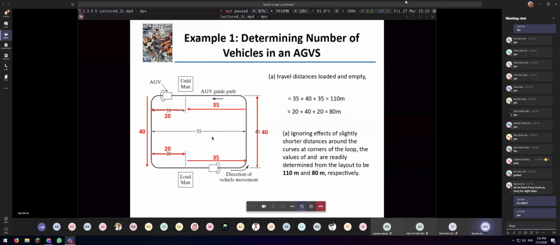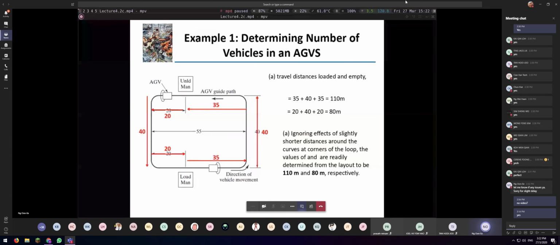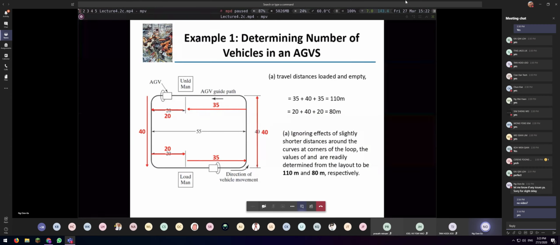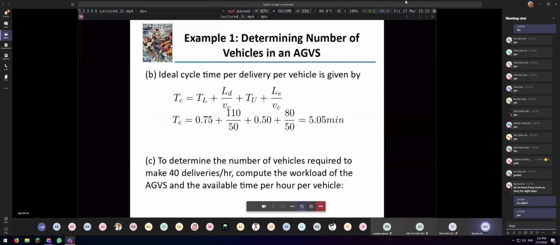We ignore whatever curves or whatever. So we are just trying to find a reasonable number, which is within less than an order of magnitude accurate. So we determine from the layout 110 meters, 80 meters for loaded and unloaded. So this answers part A.